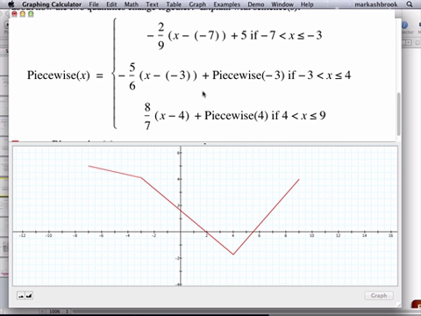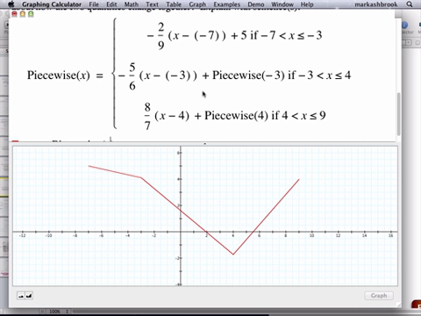0 is between -3 and 4, right? So it's going to go here. It's going to plug 0 in here and evaluate this for x equals 0. So it's going to figure out what that is. And then it's going to say, oh, but I need to add piecewise of -3. Well, what's that? It's going to put -3 in here. And now where's it going to go? It's going to go up to number 1 and evaluate that at -3. And it's going to add that to what you had for 0, and that'll be the function value at 0. So does that help?